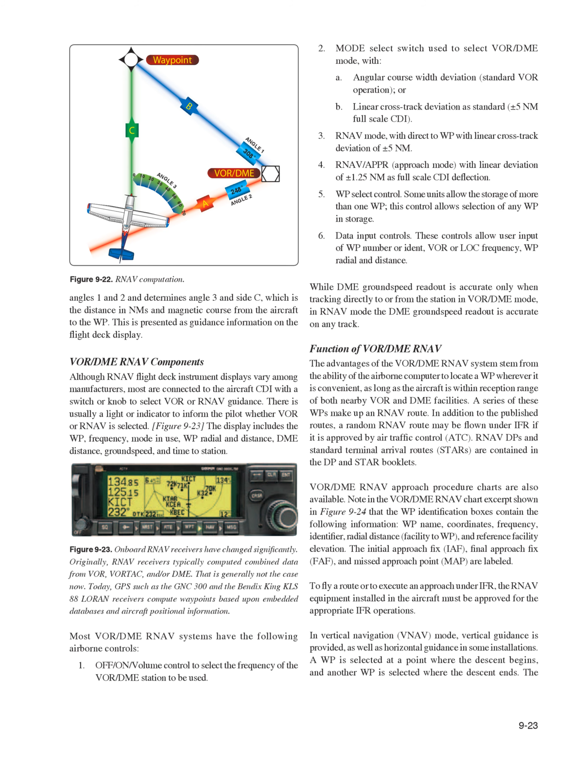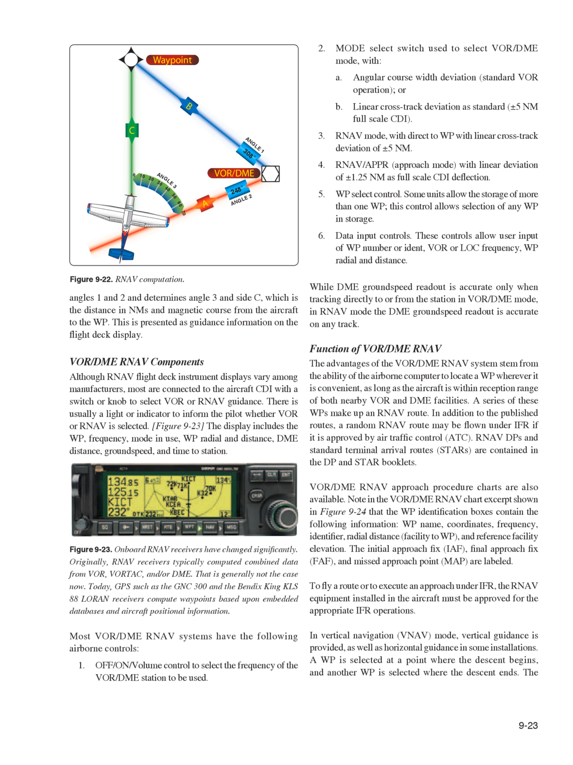RNAV DPs and standard terminal arrival routes, STARs, are contained in the DP and STAR booklets. VOR/DME RNAV approach procedure charts are also available. Note in the VOR/DME RNAV chart excerpt shown in Figure 9-24 that the WP identification boxes contain the following information: WP name, coordinates, frequency, identifier, radial distance, facility to WP and reference facility elevation. The initial approach fix, IAF, final approach fix, FAF, and missed approach point, MAP, are labeled. To fly a route or to execute an approach under IFR, the RNAV equipment installed in the aircraft must be approved for the appropriate IFR operations.